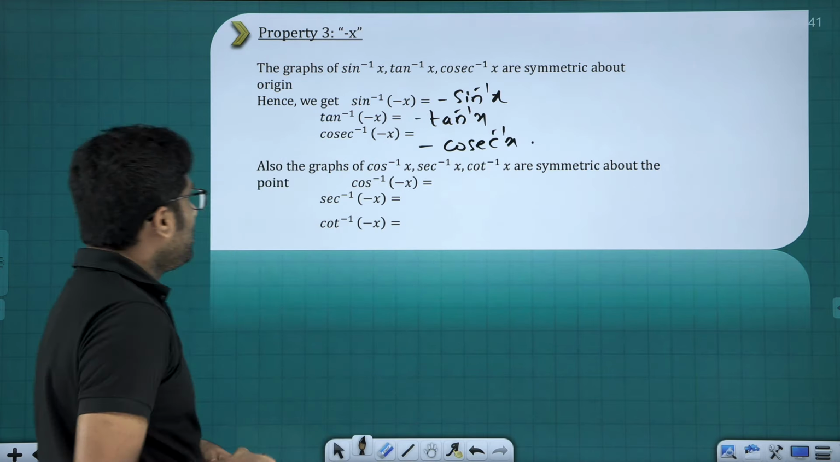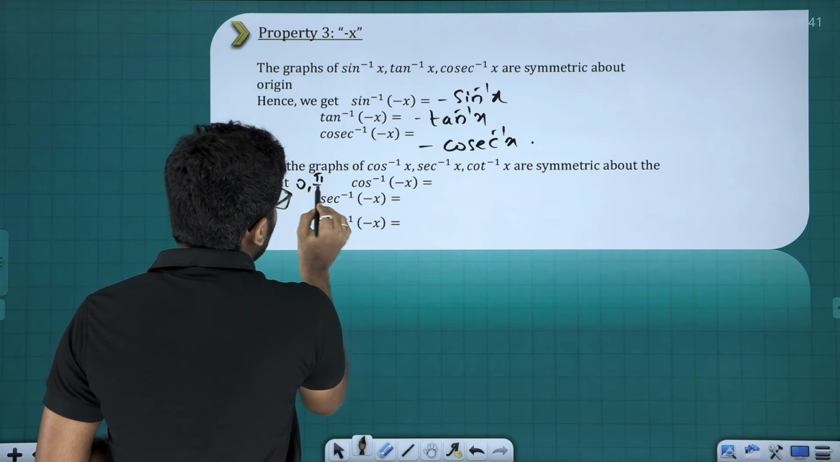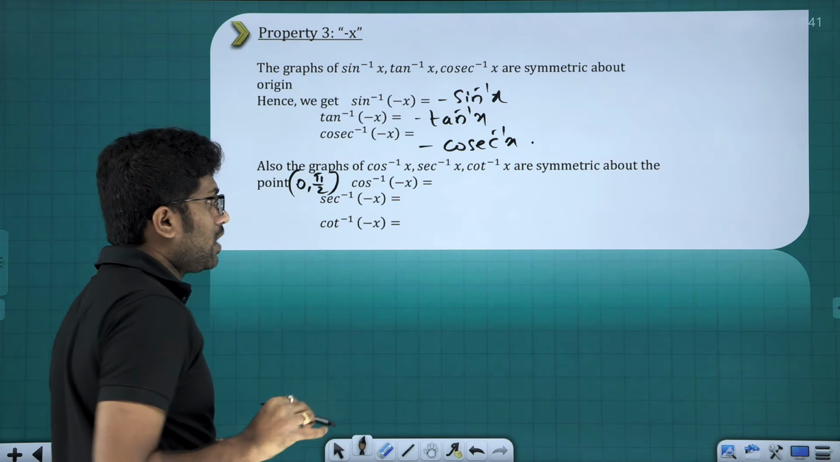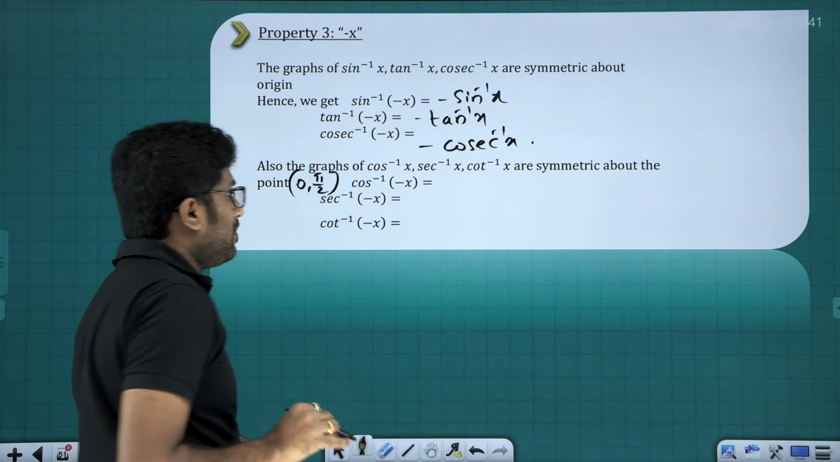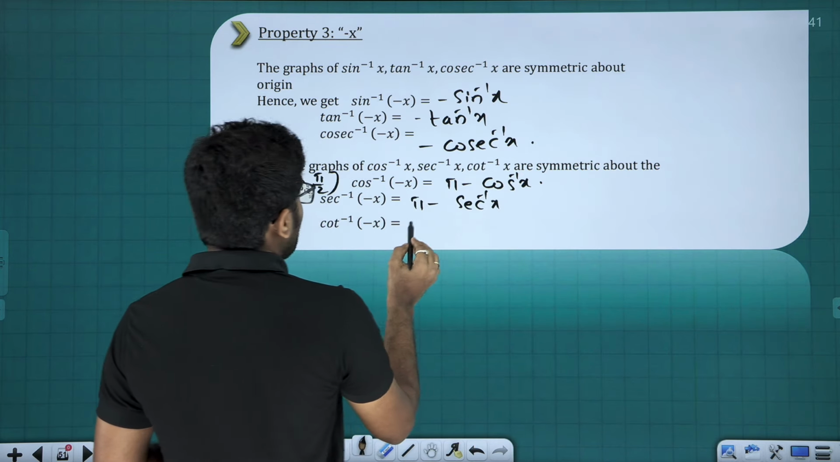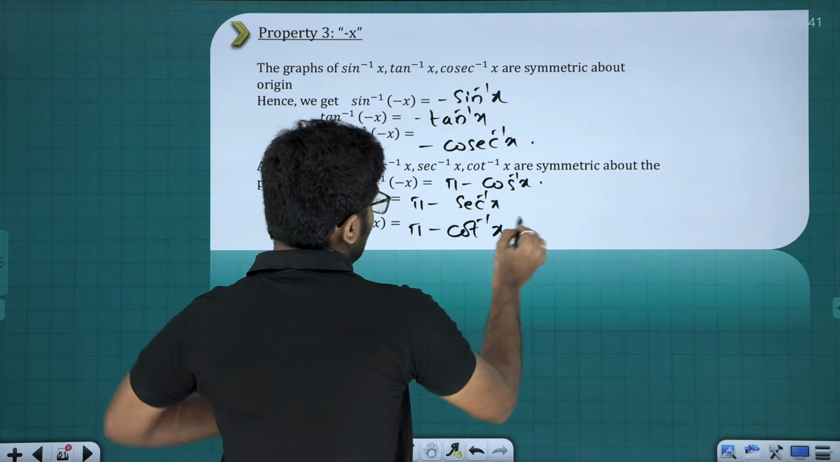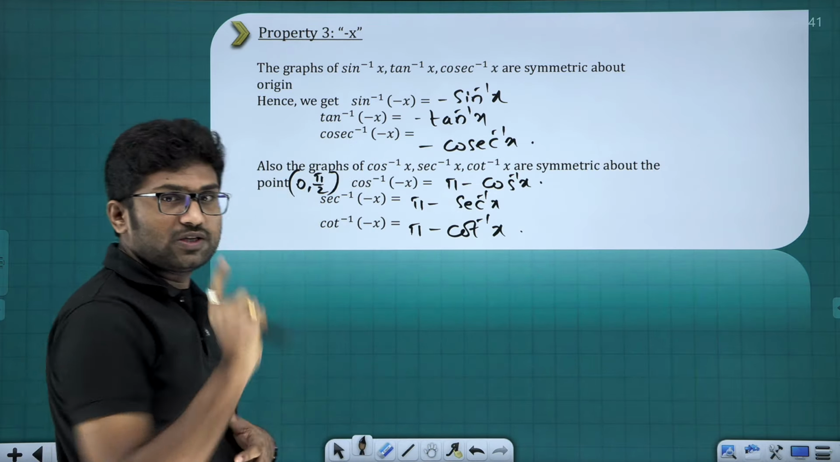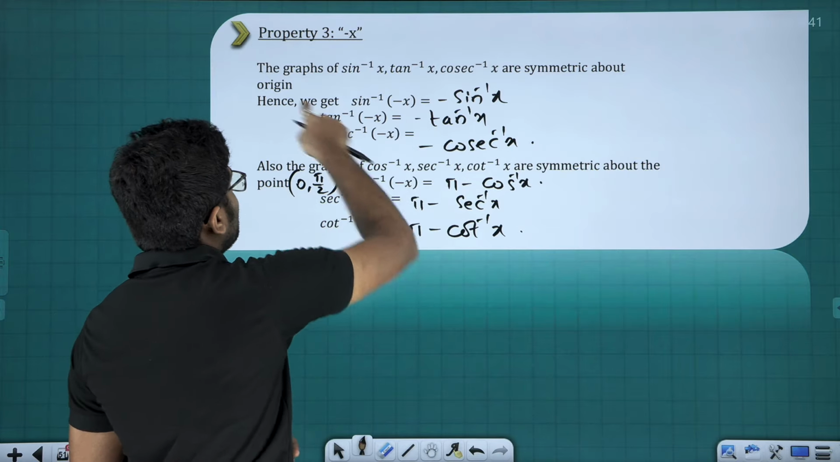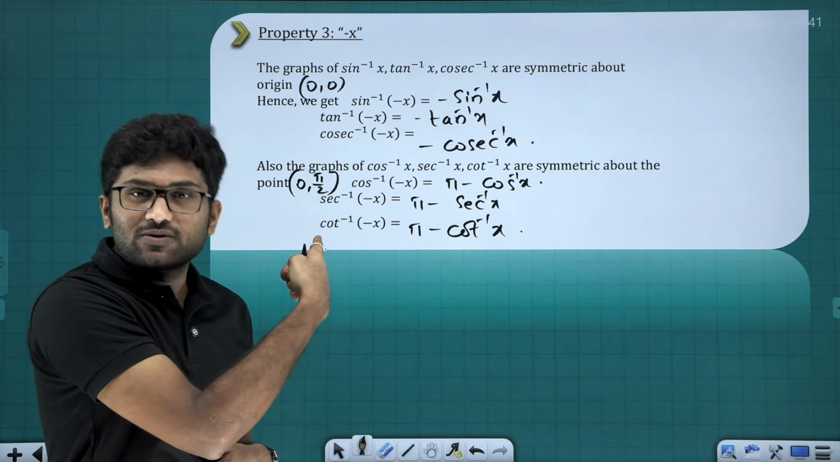Okay. Now the graphs of the functions cos inverse x, secant inverse x, cot inverse x are symmetric about the point 0 comma pi by 2. Symmetric about the point 0 comma pi by 2. Hence cos inverse of minus x is pi minus cos inverse x. Secant inverse of minus x is pi minus secant inverse x. And cot inverse of minus x is pi minus cot inverse x. These three are symmetric with respect to the point 0 comma pi by 2, whereas these three are symmetric with respect to the point 0 comma 0, the origin. How, sir? Just look at the graph, friends.